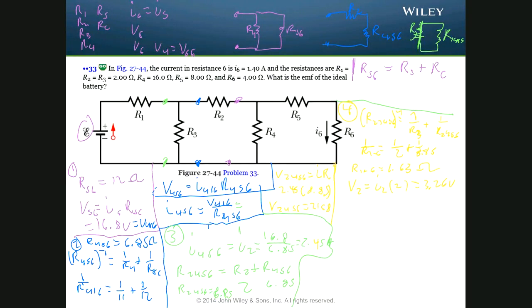All right, so we might need this, but we might not. We know that V3 equals V2456, which we did calculate over here, and that's equal to 21.68. And so we know that that voltage will be the same for both resistances and their equivalents. So we calculated the equivalents, right? So now all we need to get is the current.